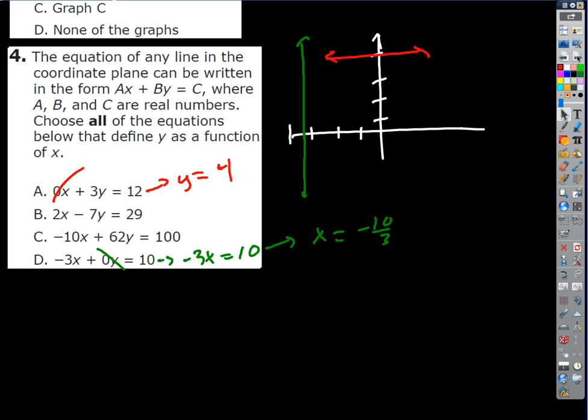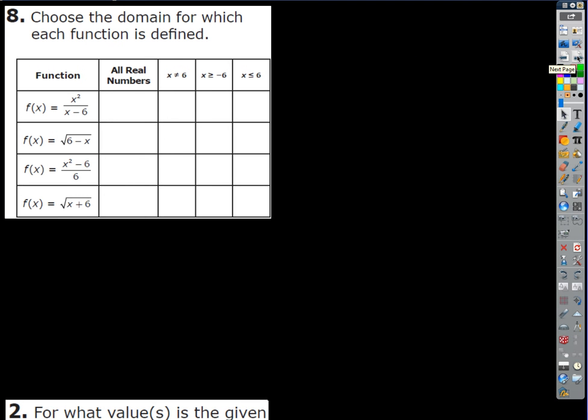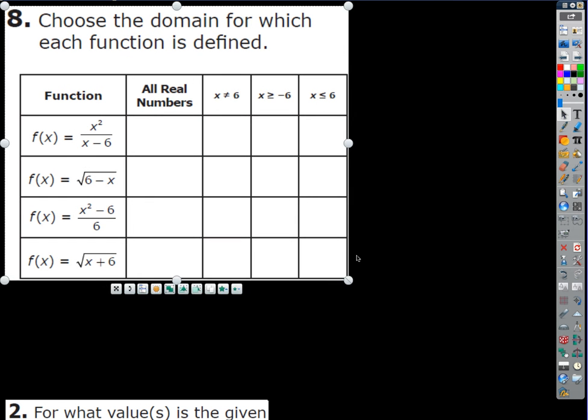Okay. All right. What about these? Choose the domain for which each function is defined. We'll make this a little bigger. So what are we getting at here? This is stuff that we're just starting to take a glimpse at in the honors class, so we haven't gotten to that in our class. There are some things we won't have gotten to, but that's okay. This is still one we can do, because we know how to think about this problem.